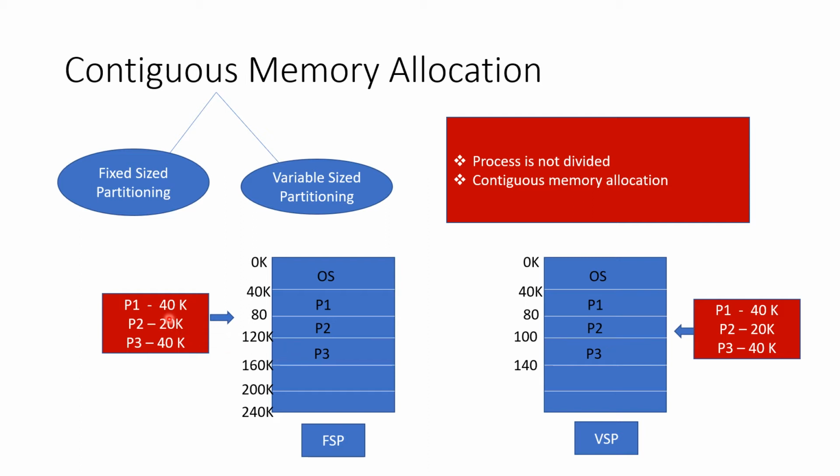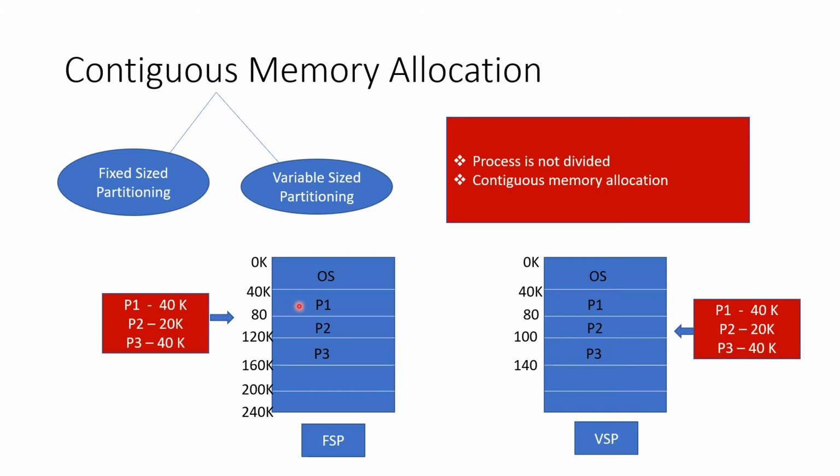If requests are there like P1, P2, P3, and P1 requests 40K space, P2 20K space, and P3 40K space, whatever scheduling algorithm you are following, suppose we follow here FCFS, that is first come first serve, we'll allocate P1 first, then P2, and then P3. As you can see, this RAM structure has fixed size partitions here. All the partitions, all the parts of the RAM are of the same size, that is 40K. So same size means this is a fixed size partitioning scheme.